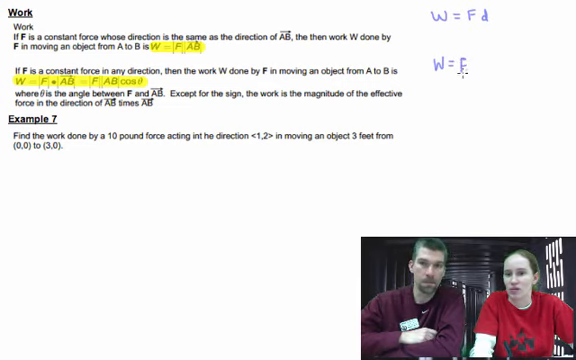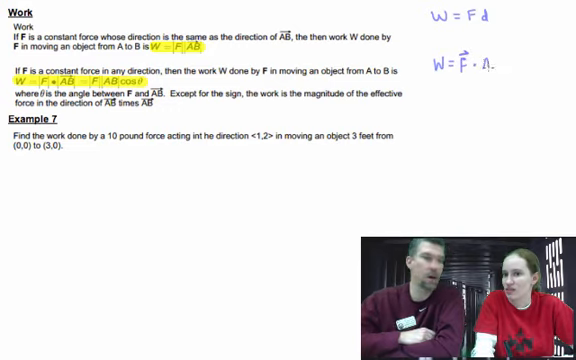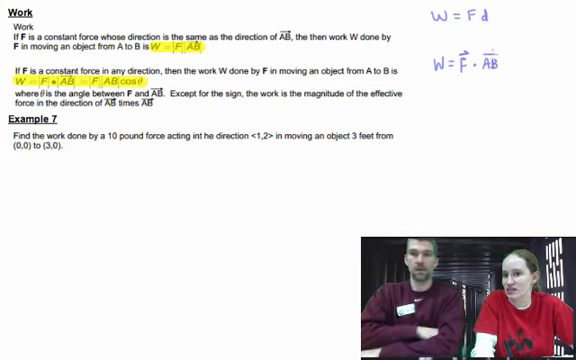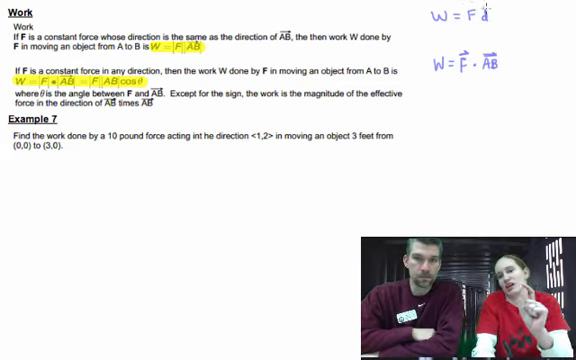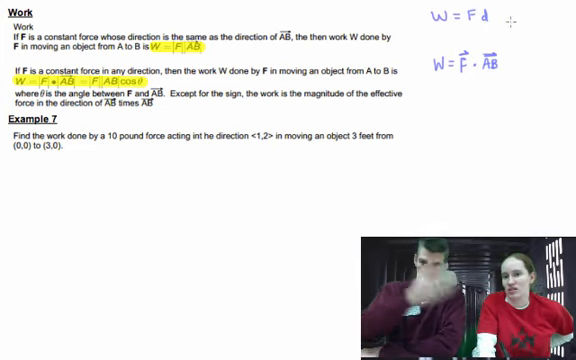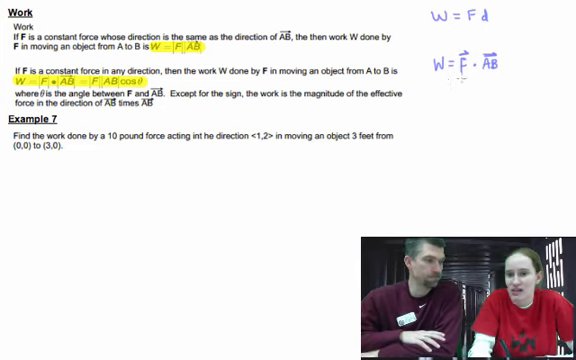Okay, right. So this right here that's highlighted, that you can't really see, is supposed to say work equals the vector for force dot product the distance vector from A to B. If you dot product those, it gives you a number.